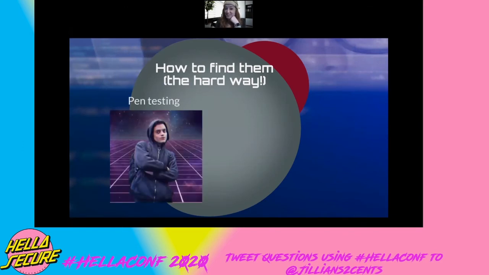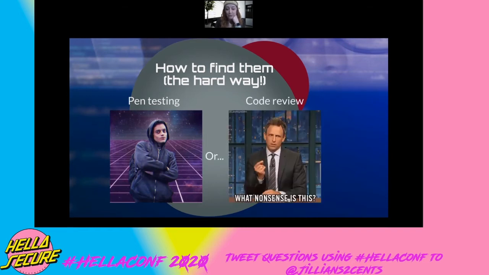So pen testing, of course. Got Mr. Robot hacker man, or of course code review. And I hope you appreciate this graphic because that's the face that I make when I do code review often. Just what nonsense is this? So these are both really time-consuming ways of finding vulnerabilities, and they're effective, but with limited resources, you may not be able to dedicate as much time as you want to them.